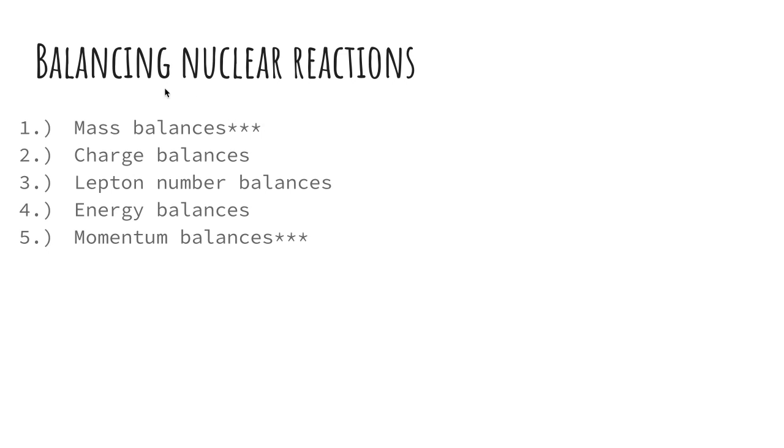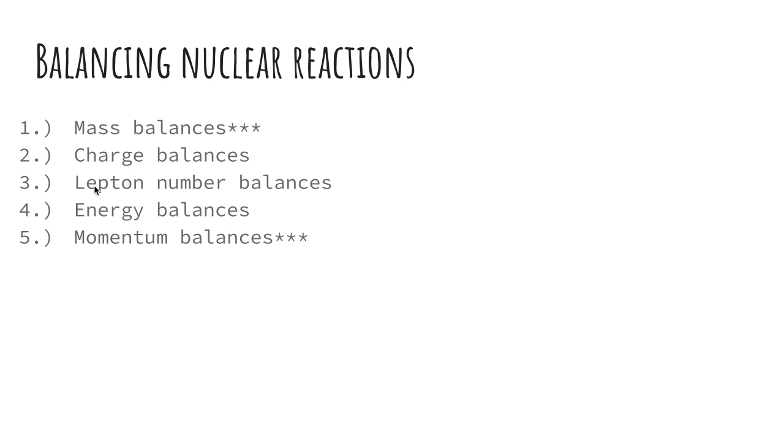Now, one thing to consider when writing nuclear reactions is they need to be balanced, just like a chemical reaction. And these 5 things need to be balanced. I put stars next to some of them because I'll come back to those later. The first thing I like to balance is the mass. The mass has to balance on both sides of the equation. The charges have to balance on both sides of the equation. So you can't have a +2 charge on one side and a +3 charge on the other side. It has to be +2 and +2, or +3 and +3.